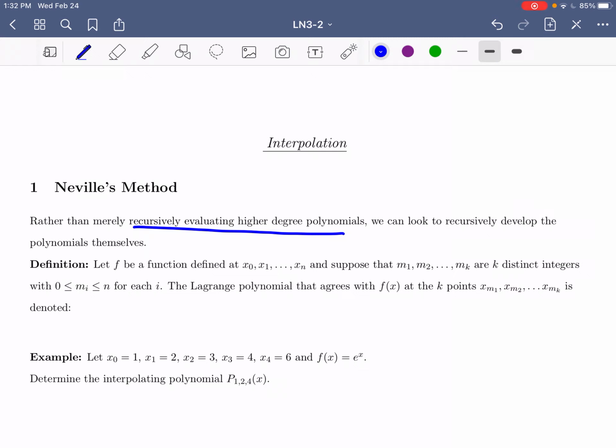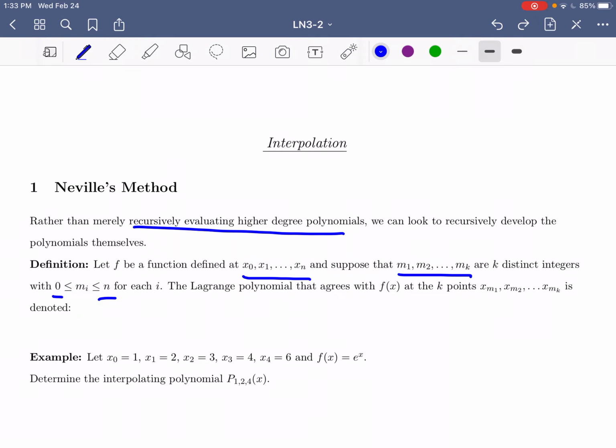Let's say we have this function that's defined at these points, x0, x1, up through xn, and we have this set of k distinct integers. Really, we're thinking about indices for these points, so those indices are between 0 and n. They're going to be values that live in there.